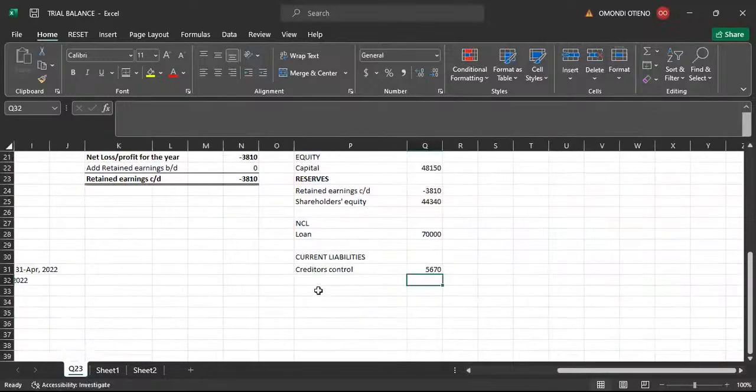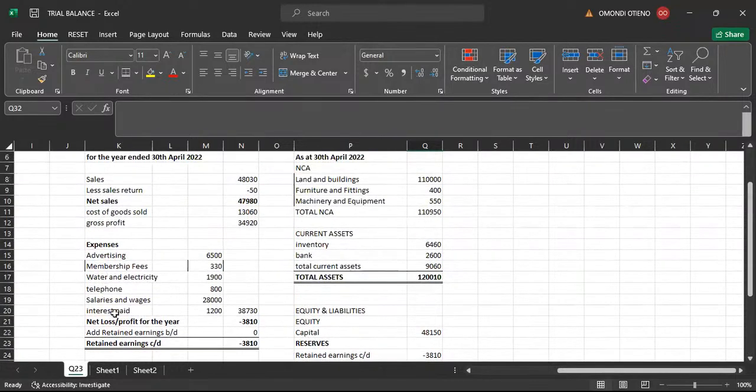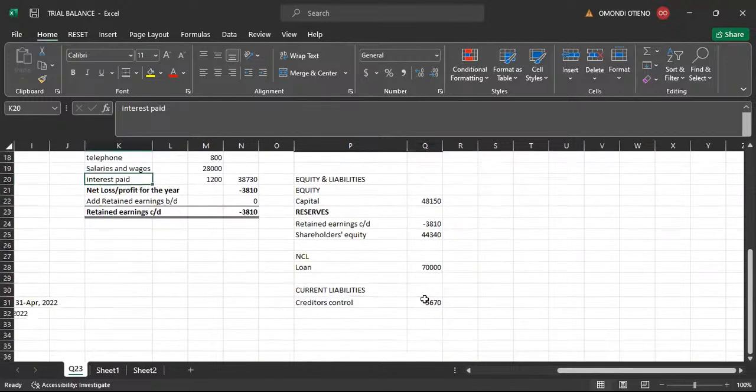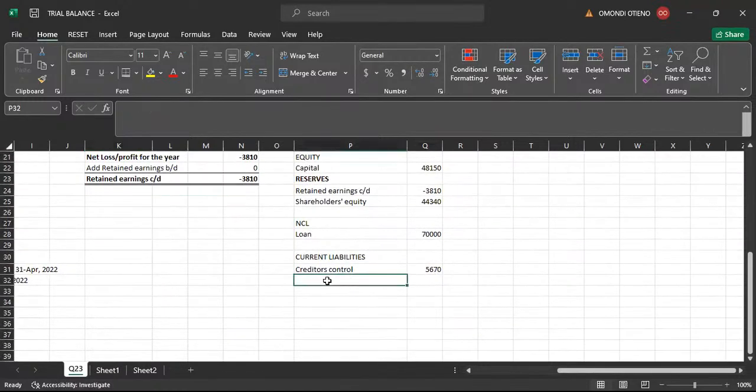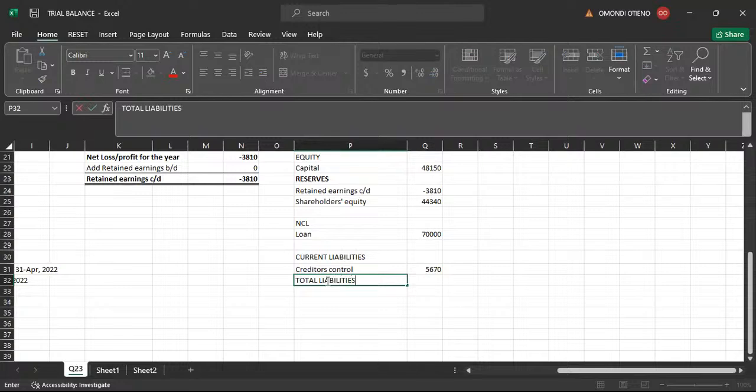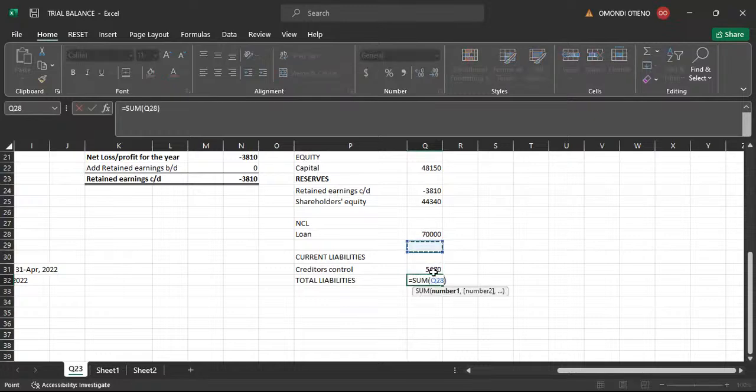So we can now go ahead to get interest paid. That was an expense. It was already paid. They indicated it is interest paid. So if it is paid, it only finds its way to statement of comprehensive income, not statement of financial position. So we are now able to get total liabilities. We just add our liabilities here.